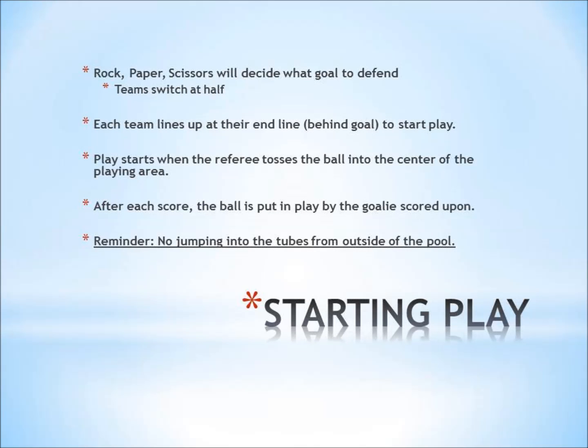Before each game, rock, paper, scissors will decide which goal each team will defend, and teams will switch at half. Each team lines up at their in-line behind their goal to start play. Play starts when the referee tosses the ball into the center of the playing area. After each score, the ball is put into play by the goalie who was scored upon. And as a reminder, no jumping into the tubes from outside the pool will be allowed.